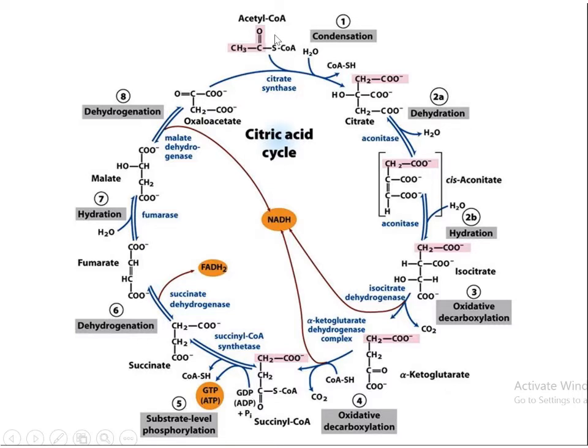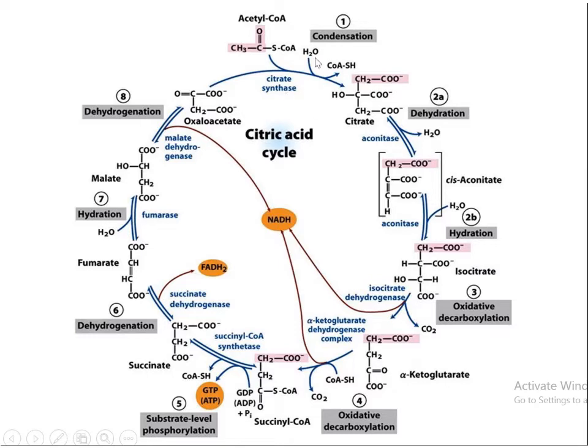It combines with the 4-carbon compound oxaloacetate and also it combines with a water molecule. Okay, so when acetyl CoA combines with the oxaloacetate and with a water molecule, this is a condensation reaction, and this condensation reaction is catalyzed by the enzyme citrate synthase. Okay, and the combination of acetyl CoA, oxaloacetate and water molecule produces a citrate molecule. See here the citrate, and the enzyme was citrate synthase.